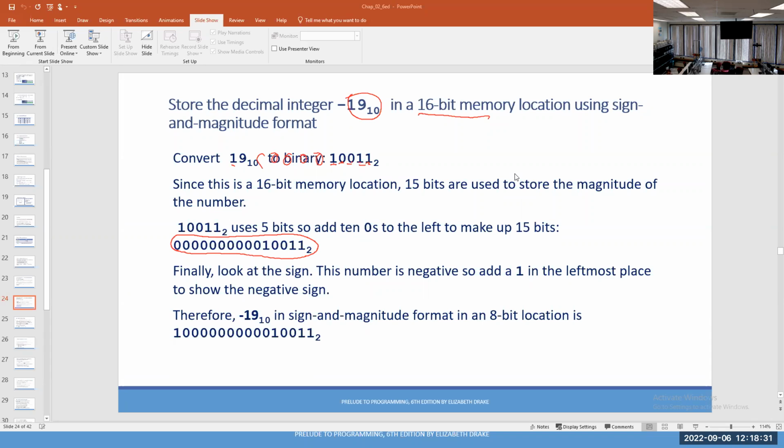Right? And now the last one, you see the number negative here. That's why you put the number 1 before that one. That's all. Number 1 here is negative, and everything here is the magnitude. Right? Does it make sense? Any question?